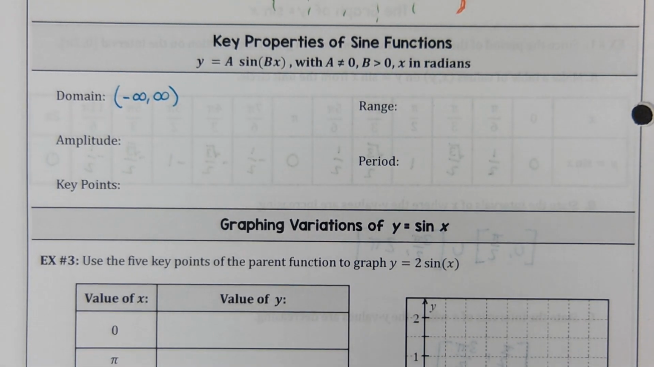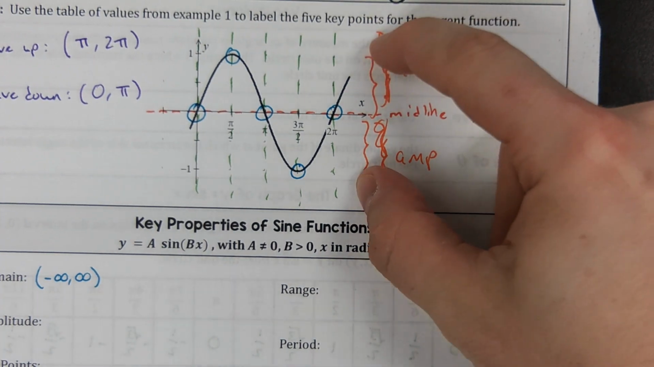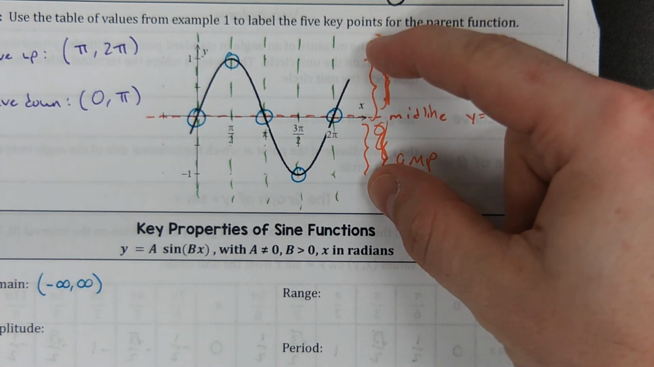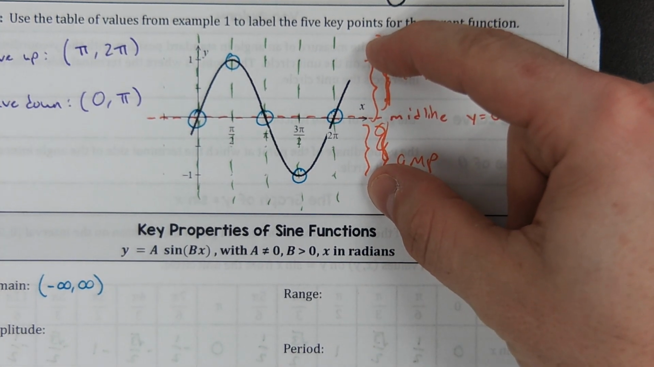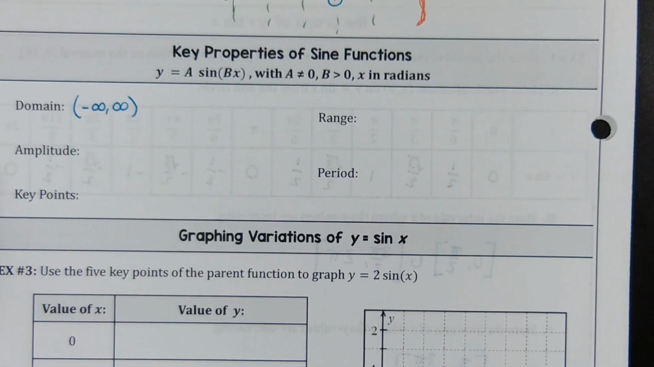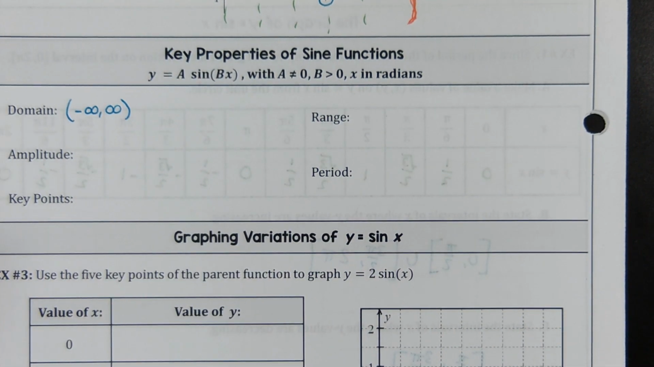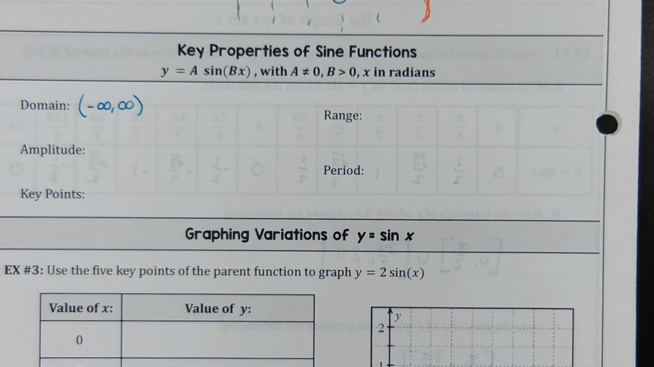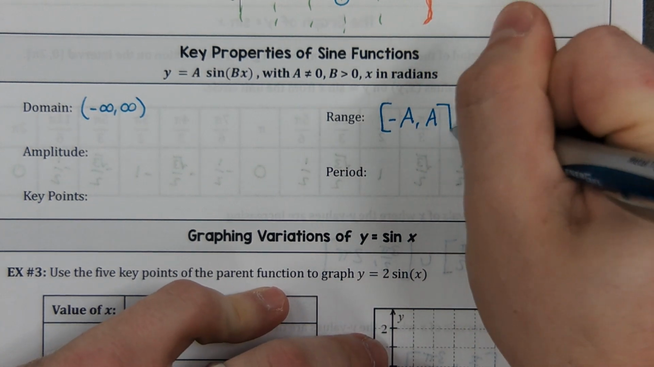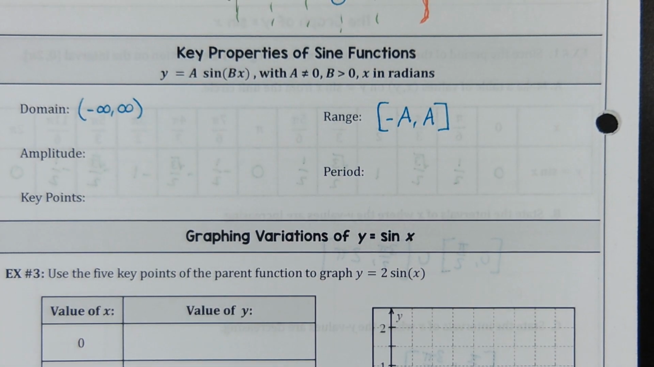Okay, the range. The range is determined by the amplitude. The parent range is from -1 to +1. But if I put a 2 on the front, it would go from -2 to +2. If I put a -5 on the front, it would go from -5 to +5. So if I put an A on the front, what is the general range? -A to +A, yep. And we will have to use brackets because our y values will actually be attained. -A to +A, whatever that number is. And it doesn't matter if that number is positive or negative, that's still going to be a truth.